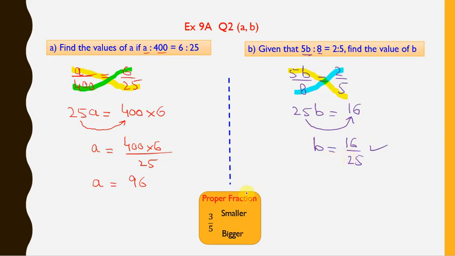What is a proper fraction? In a proper fraction, the numerator is the smaller value and the denominator is the bigger value. Such a fraction is called a proper fraction. So this is the answer of our question number 2 of exercise 9a.